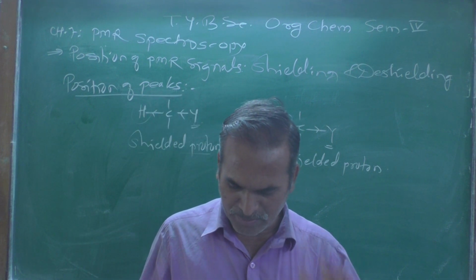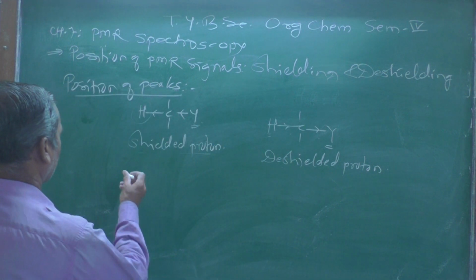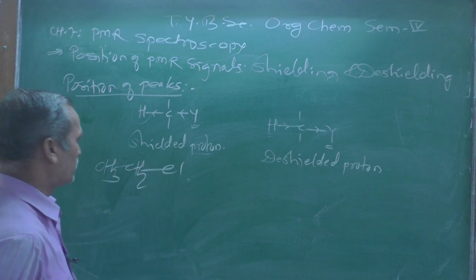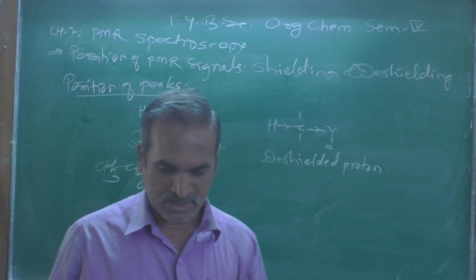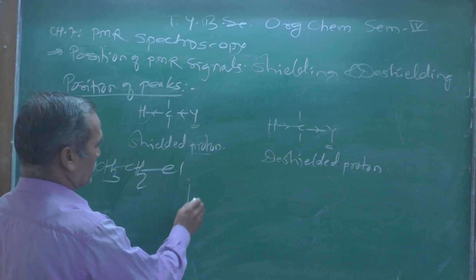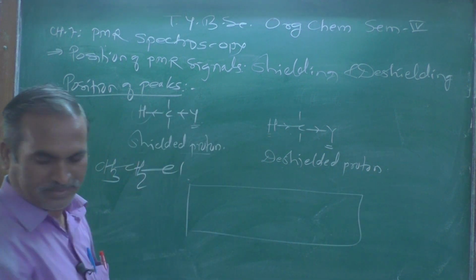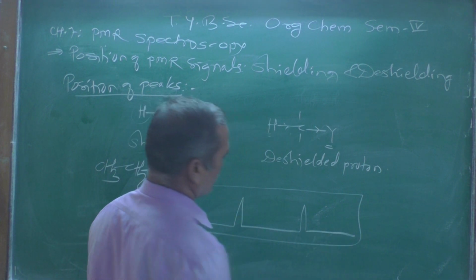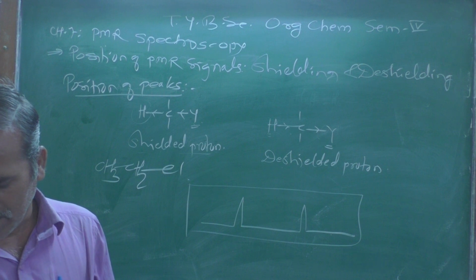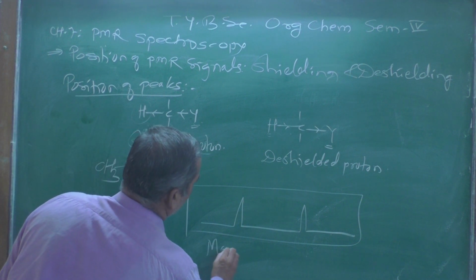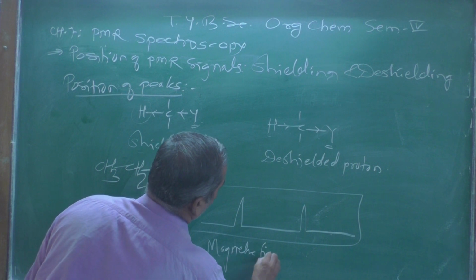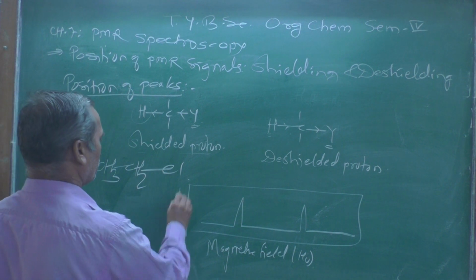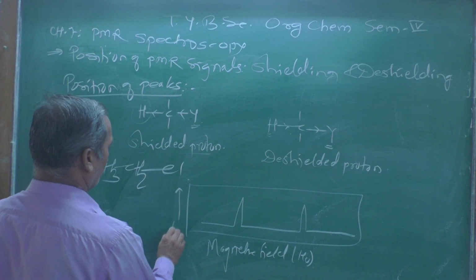The PMR spectrum of this one, the first spectrum, is taken with ethyl chloride, which is one of the simplest compounds. The spectrum looks like this. One peak is around here, one is over here. Here the magnetic field H0 is represented, and on the y-axis there will be the absorbance.